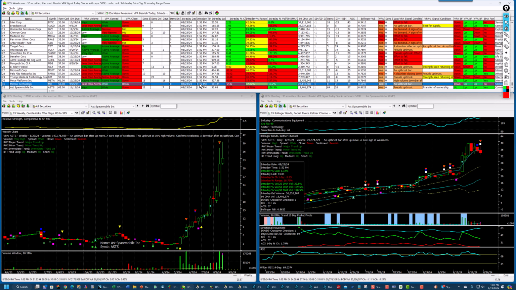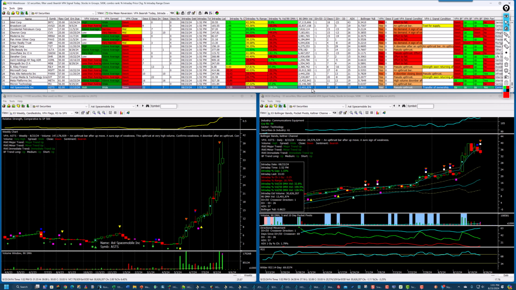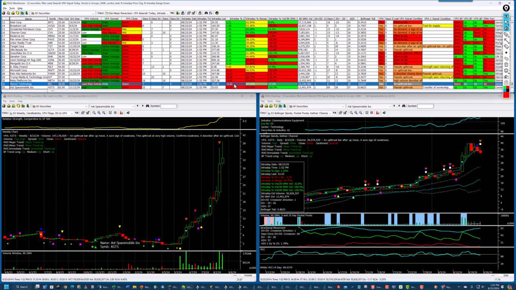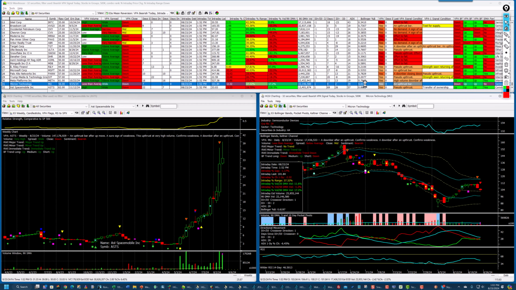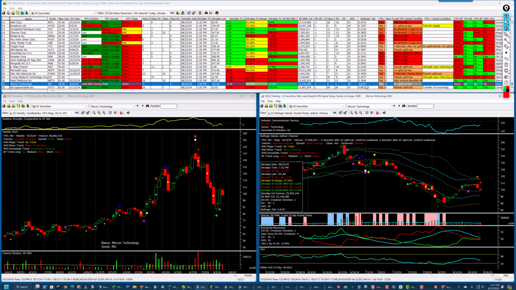Okay, let's look at a bigger stock, Micron. Look at this, ASTS trading 13 million shares. Micron down 2.32. Yesterday had an upthrust bar. And where was it relative to the Bollinger Band, 0.6197? Now this didn't get up to the band.